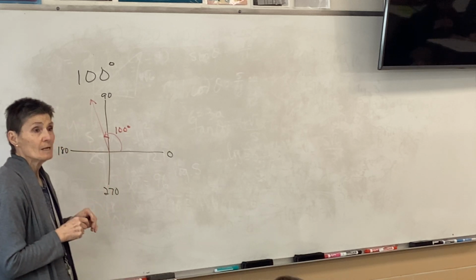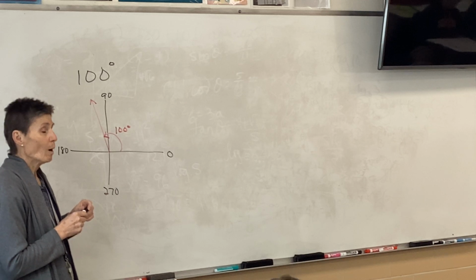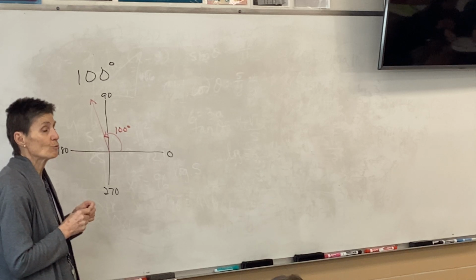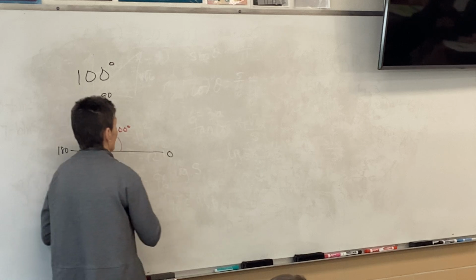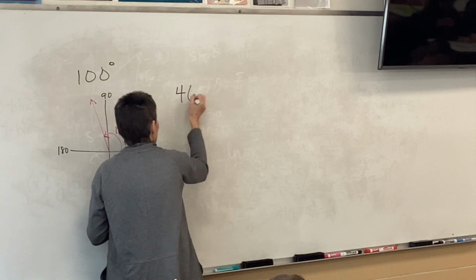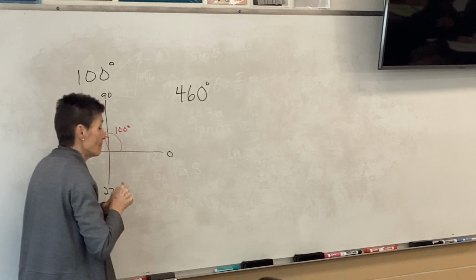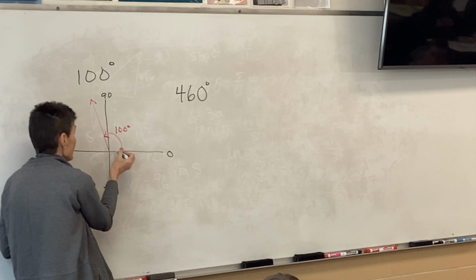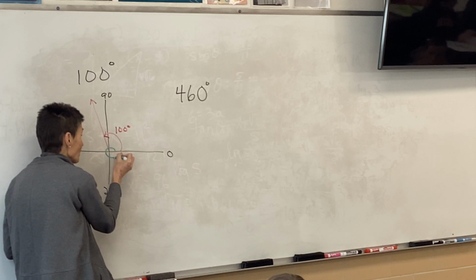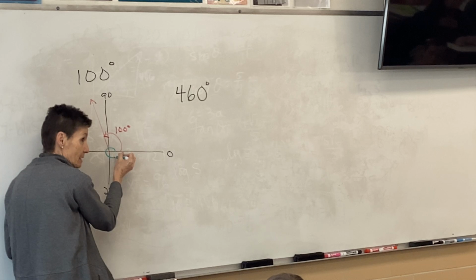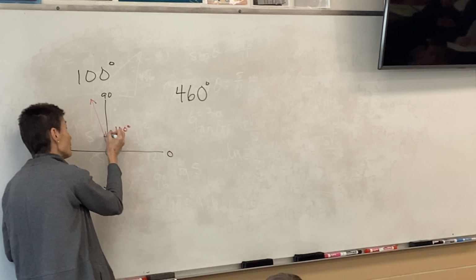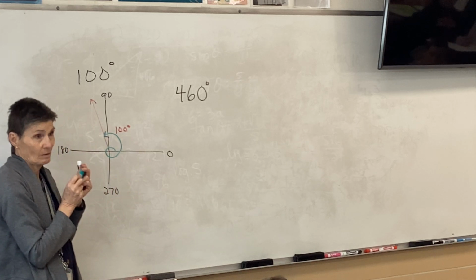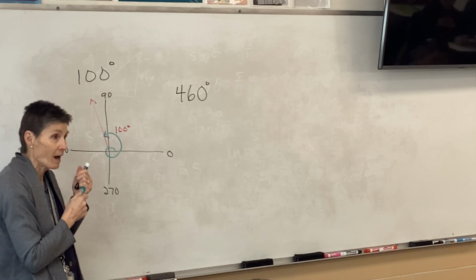Yeah. Now here's the thing. What if I ask you to draw 460 degrees? You go all the way around. Wouldn't 460 be the same angle? Or at least the same ray? Because 460 would mean going all the way around, that's 360, and then 100 more, so wouldn't I end up in the same spot? Coterminal angles end up in the same spot.